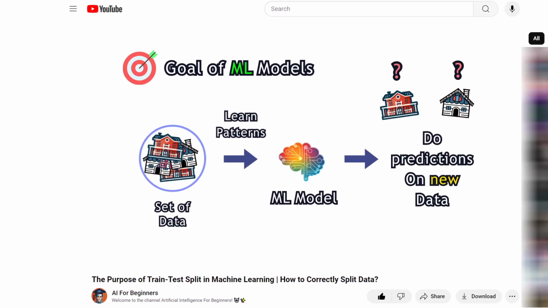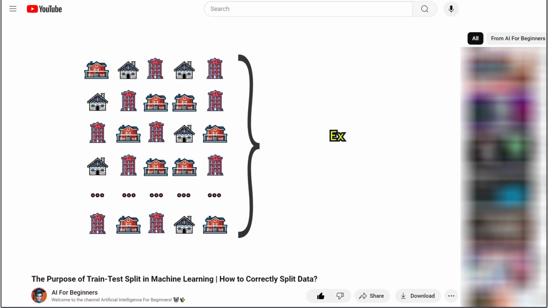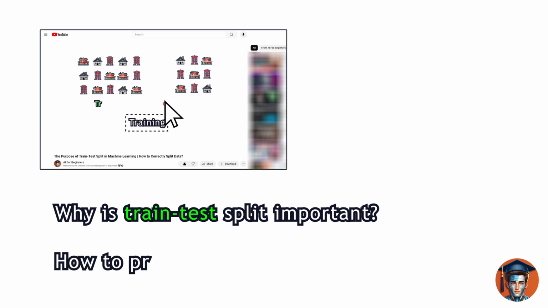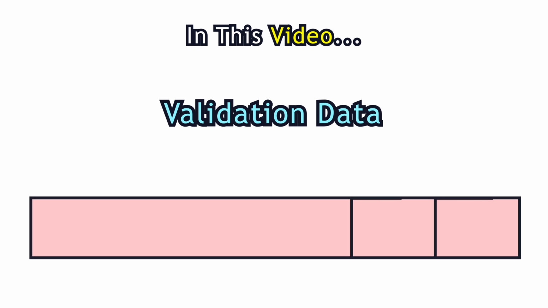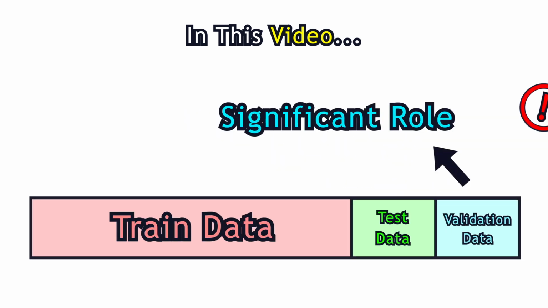In our previous video, we talked about the train test split. Why is it important, and how to properly split the dataset? In this video, we will refer to validation data, a proportion from the overall dataset that has a significant role.